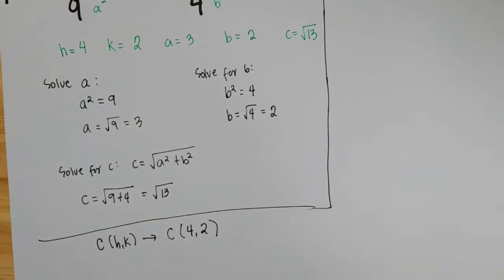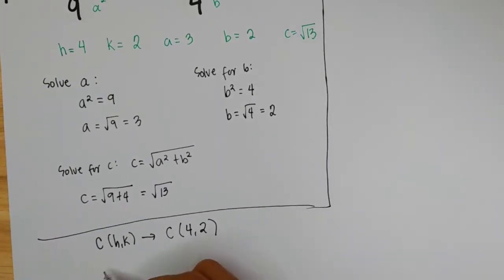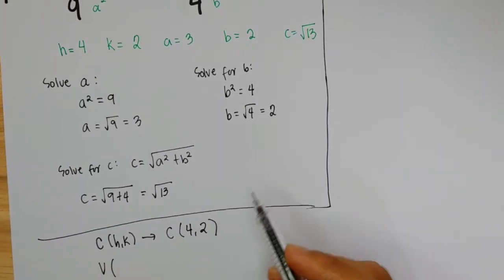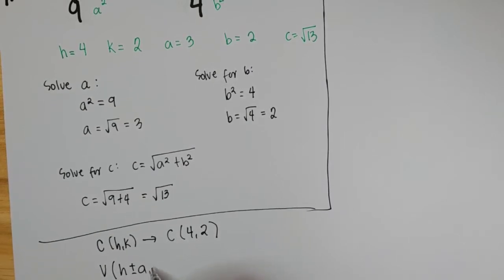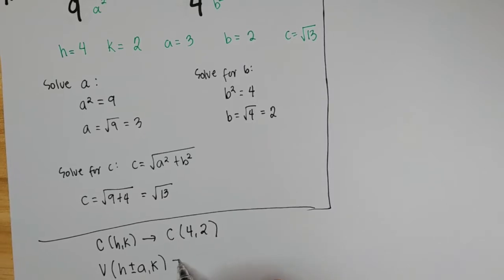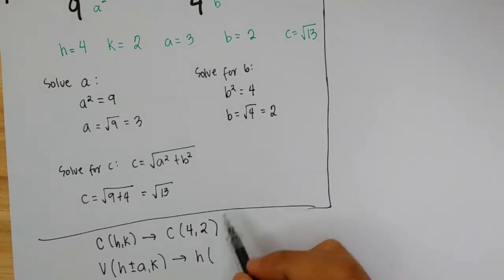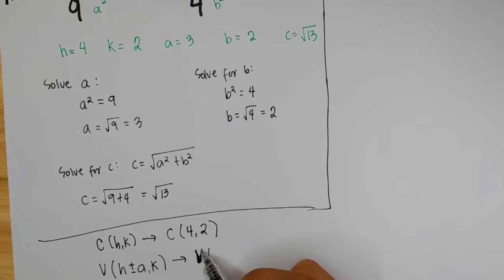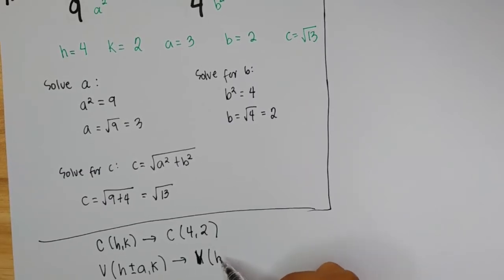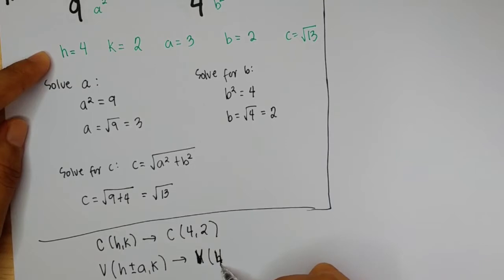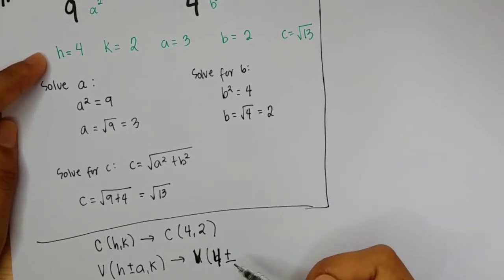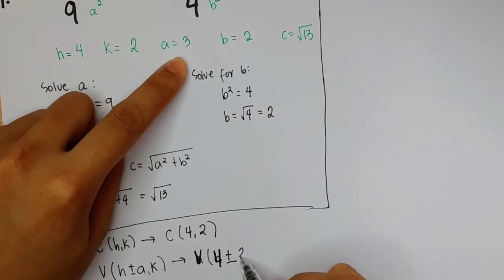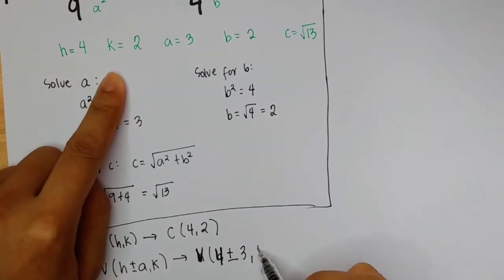Then, we have here our vertices. So, yung vertices natin, that is (h plus minus a, k). So, this is our V, sorry. We have h, ano yung h natin? That is 4. So, 4 plus minus yung a natin. Ang a natin is 3. So, plus minus 3, comma, copy yung k.